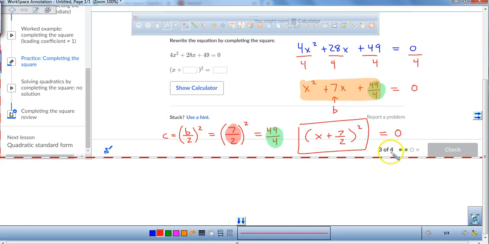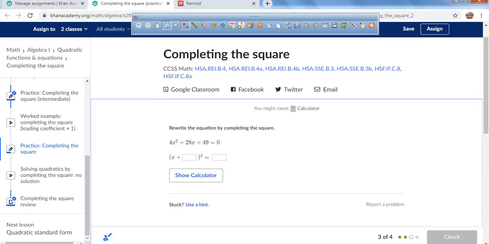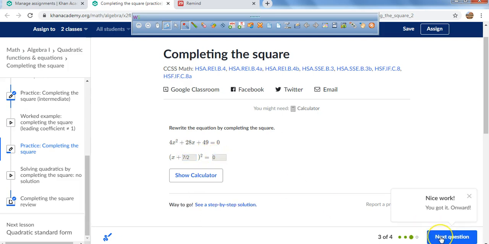Now, not all of them are going to be this easy. So not all of them will be as easy as this one right here. But right now, all I'm going to do is put a 7 over 2 and a 0. I'm not expecting you to understand everything the very first one, but hopefully by the 4th problem, you'll be like, okay, I see the pattern. All right, let's put 7 over 2, put a little 0 right there, hit check, boom, let's go on to the next question.